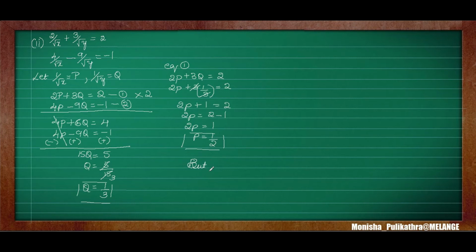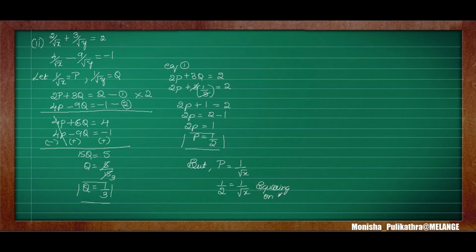But p is equal to 1 by root x. So what is the value of p here? We got p as 1 by 2, which is equal to 1 by root x. So here we need to solve for x and y. We don't want this root, so at this stage we need to square it.